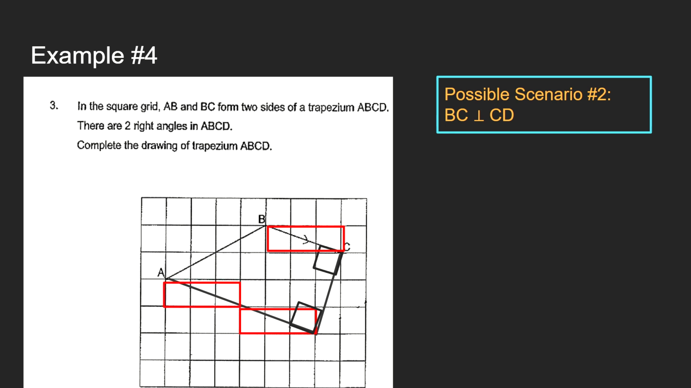As I said, the ratio of the vertical grids to the horizontal grids must be the same. For this one it is 3 to 1. For this one it is 6 to 2, which is also 3 to 1. That shows that they are parallel. And with that, we get our answer.